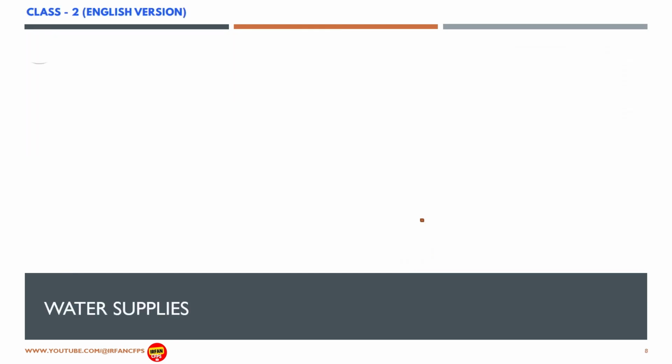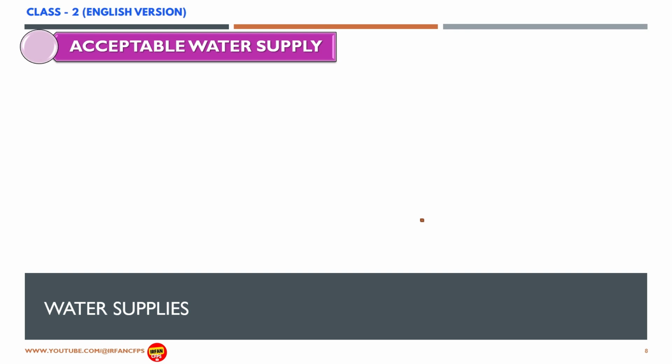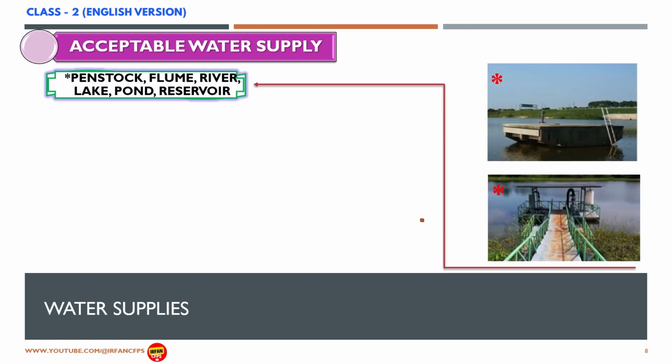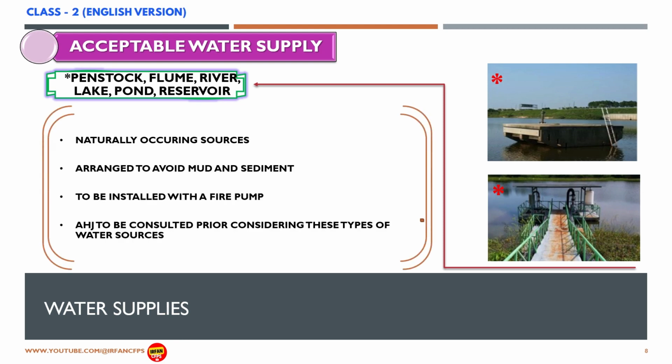Naturally occurring sources can be used as an acceptable water supply, which include penstocks, flumes, rivers, ponds, and lakes. Water supply sources such as these must be arranged to avoid mud and sediment being introduced into the fire protection system piping. These are thus required to include double removable screens or strainers on the water piping intakes. These naturally occurring sources need to be installed with a fire pump to provide adequate pressure for the system. The authority having jurisdiction should be consulted when considering the use of these types of water supply sources.